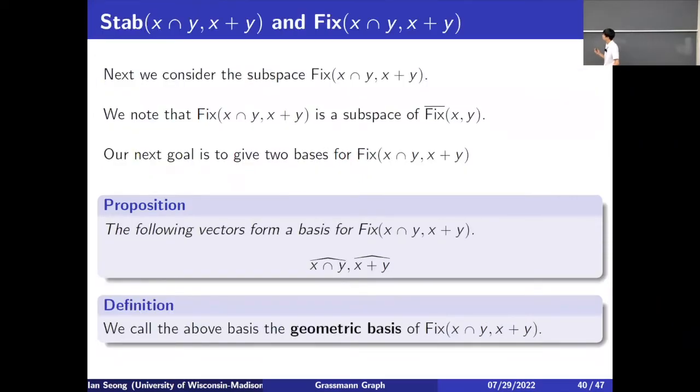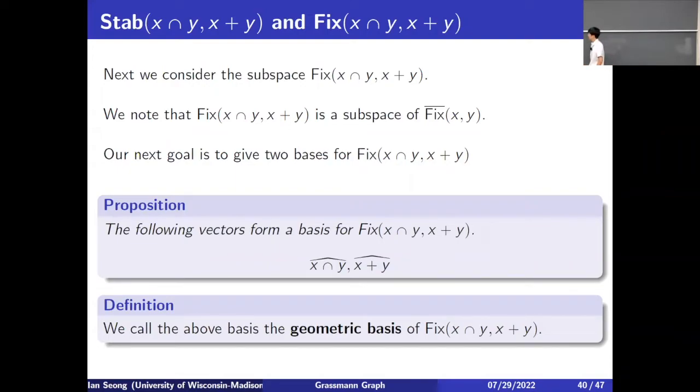Now, we can actually do better. We can find a subspace that is two-dimensional inside this fixed xy bar. What we're going to consider is the subspace fixed x intersect y and x plus y, which is going to be a subspace of fixed xy bar. Our next goal is to find two bases for fixed x intersect y and x plus y.